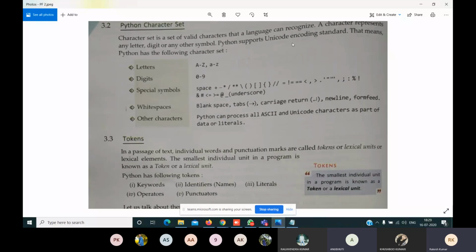Any questions, sir? Any questions regarding encoding standards? If there are any questions regarding encoding standards, then you ask. Encoding standards, finish.